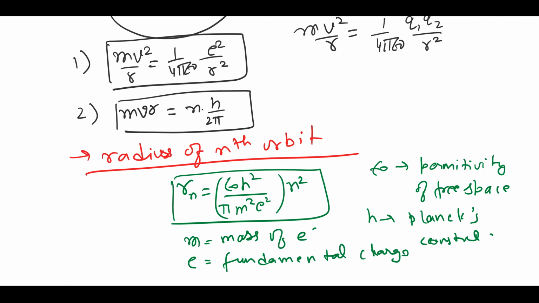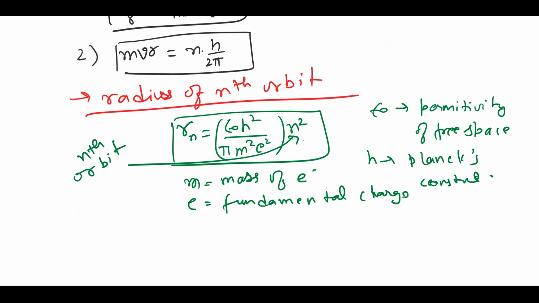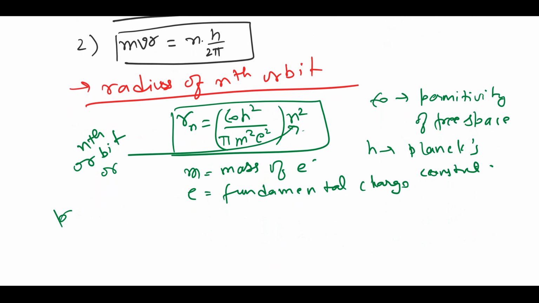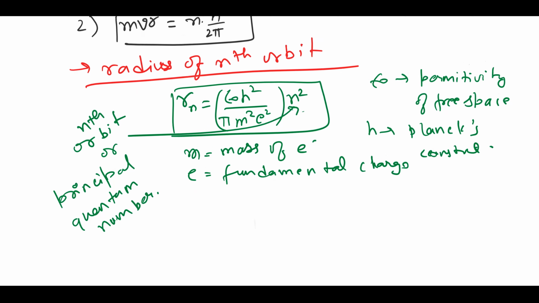We also have n. Which is n? n is the nth orbit, also known as the principal quantum number. The principal quantum number tells you the number of the shell in which the electron is revolving. So this is the radius of the electron's orbit.